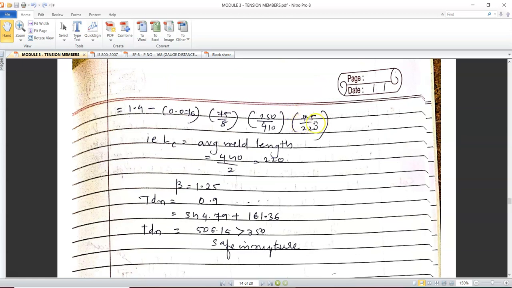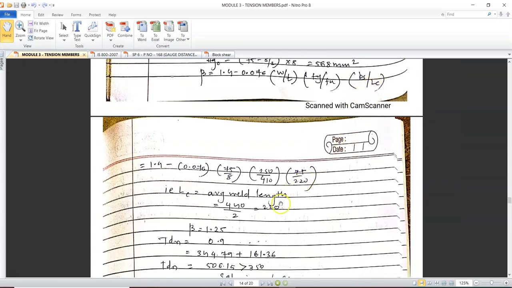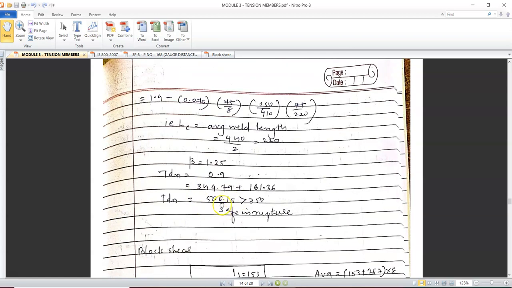Bs is substituted as 75, and coming to the last one, Lc. Lc is nothing but the average weld length. There we were taking the distance between the outermost bolts. Here you have to take the average weld length, that is 220 mm. Once we calculate beta, we go back and substitute in the formula, which gives 506 kilonewton, which is greater than 350 kilonewton, and safe in rupture.